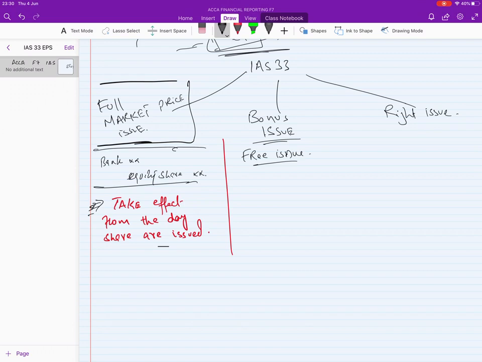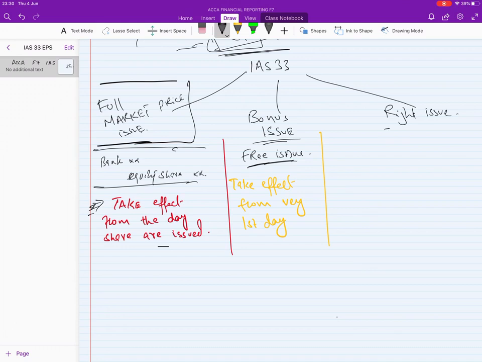So a bonus issue is a free issue. It means no cash is involved. So in that case, we need to take effect from the very first day.